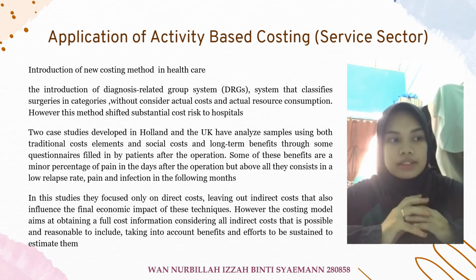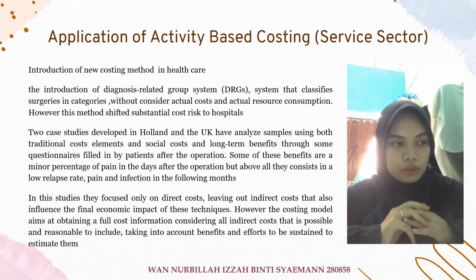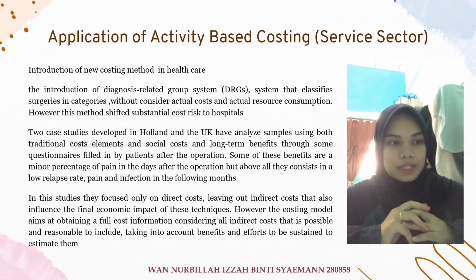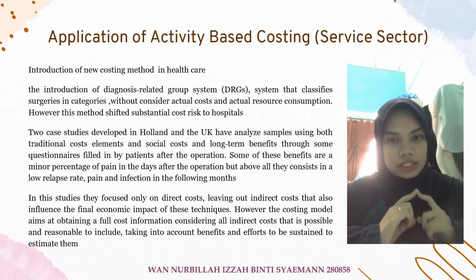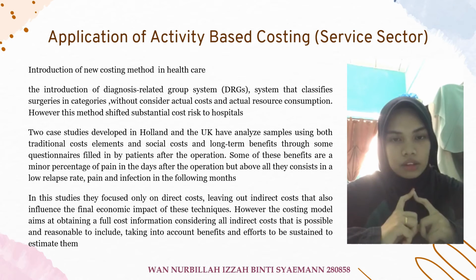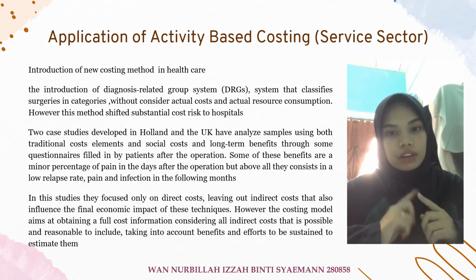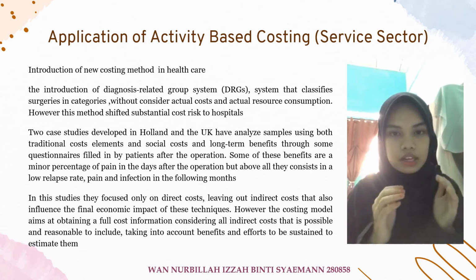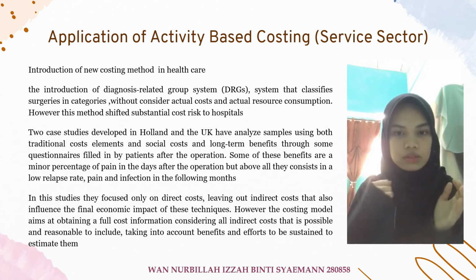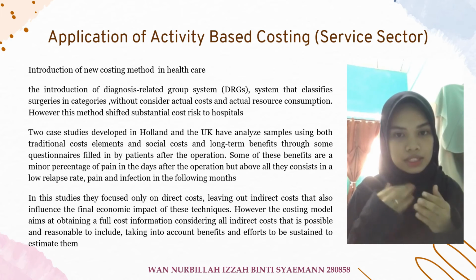In this research, the costing model aimed at obtaining full information, considering all indirect costs that is possible and reasonable, taking into account the benefit and effort to be sustained to estimate them, such as the cost to obtain the information and to manage a more complex model. So from the research that they have done, they only consider the direct cost and not the indirect cost. However, in this cost information, we want to compute a full cost that also includes the indirect cost, because all the indirect costs are also reasonable to include, because it also will produce a more successful surgery for the patient.